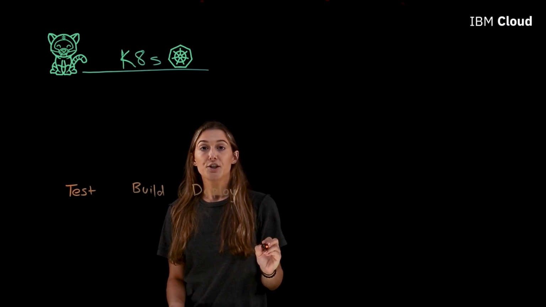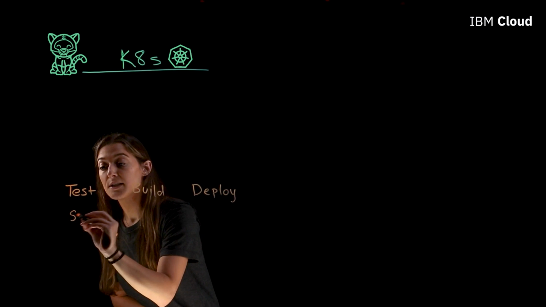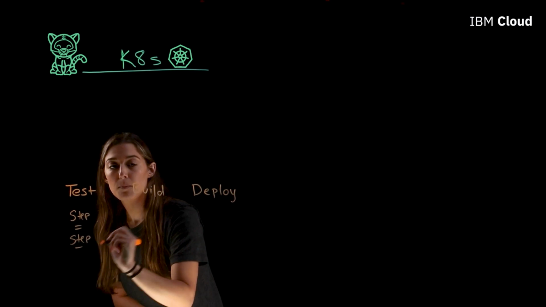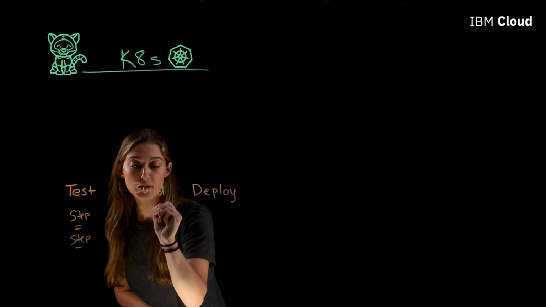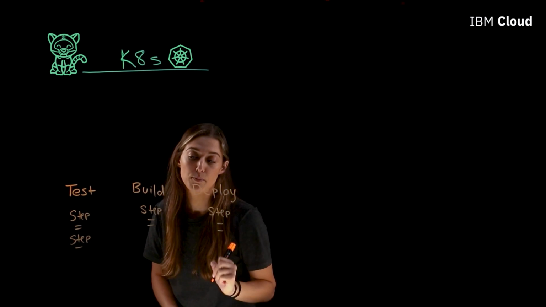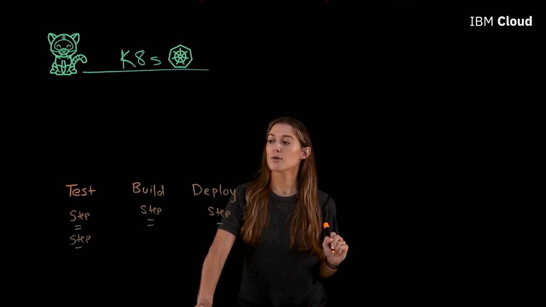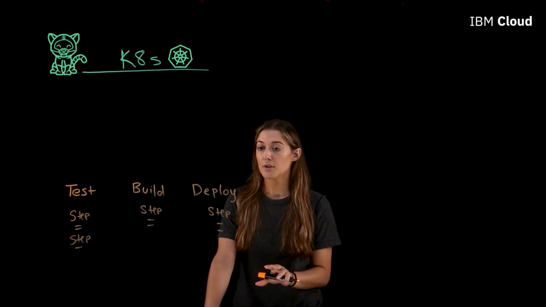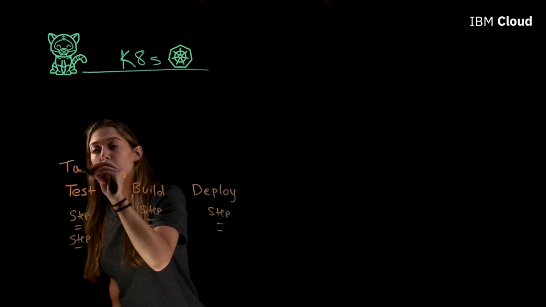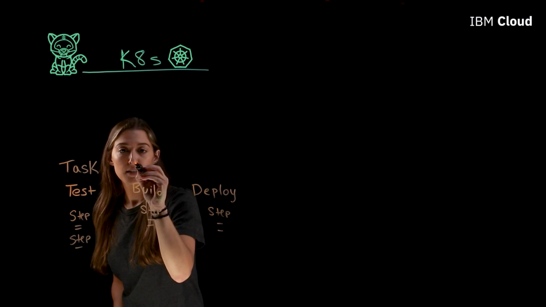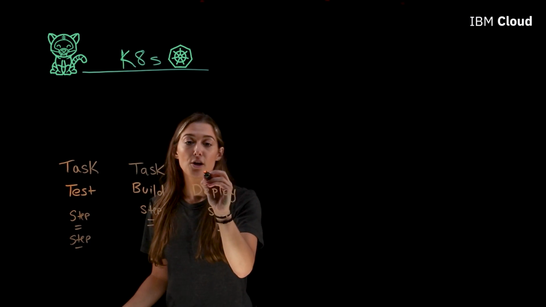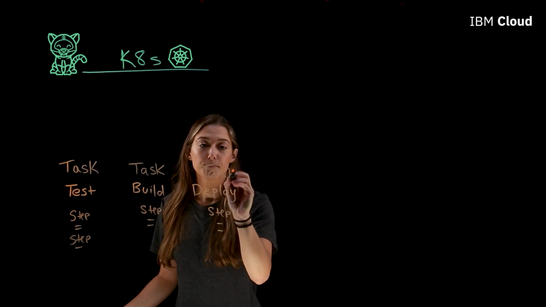Each one of these operations becomes a step, which is the smallest building block of Tekton. Steps are where you can specify your commands, your arguments, your images to execute your processes. Once you've created your steps, you can organize them into what is called tasks. In a single task, you can have one step or multiple steps, depending on the order and sequence you put them in your files.